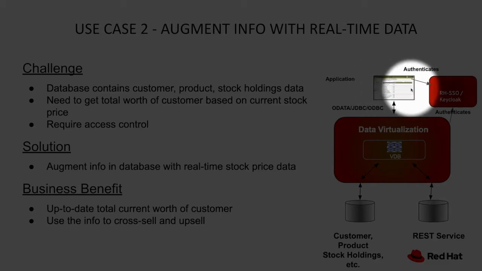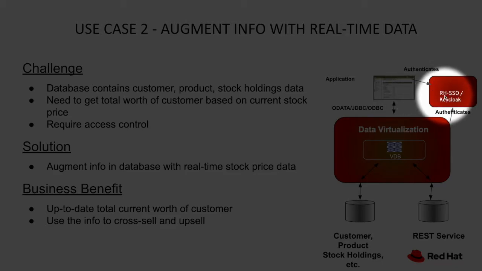And as for access control, you can make use of Red Hat single sign-on or Keycloak integration, in which you can assign different roles to different users. By having a particular role, you can access certain data. Without a particular role, you may not be able to access certain data, and that's how you're going to control access.